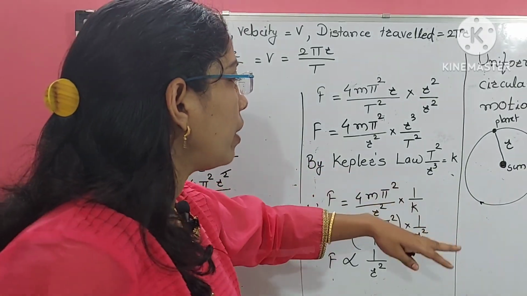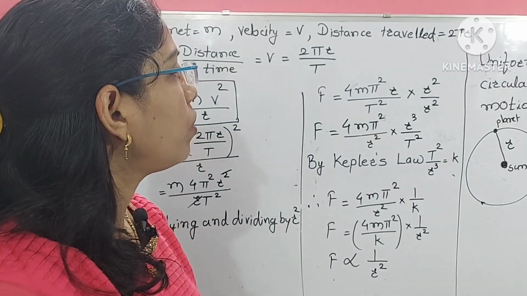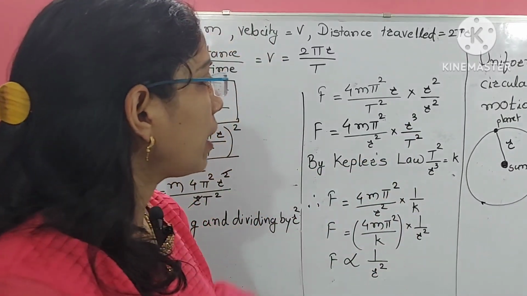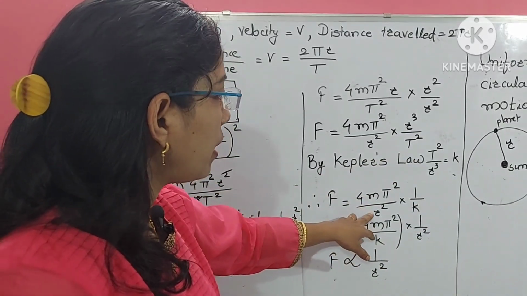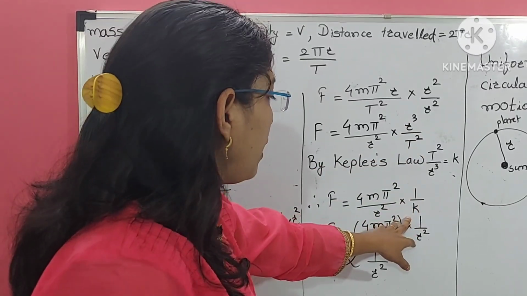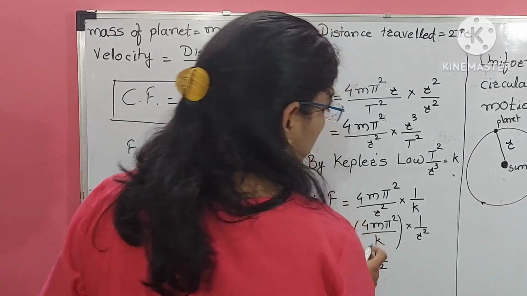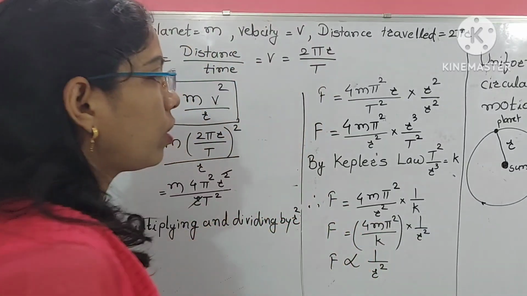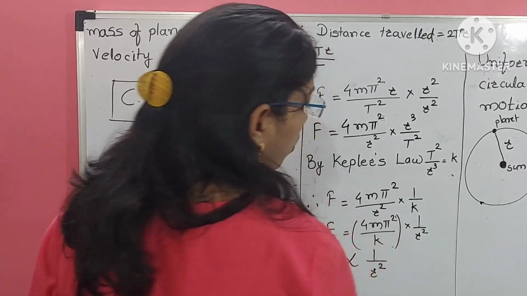By Kepler's law we know that T square by r cube is equal to k. But here we have to invert k, because r cube by T square is given in the step. So instead of that we can write 1 by k. Therefore r square as it is, and instead of r cube by T square we write 1 by k, and then put all the constants in one bracket. 4 is a constant number, mass is a constant, pi is constant, pi square is constant, and k is a constant we have just studied. So all these things are in a bracket because they are constant.